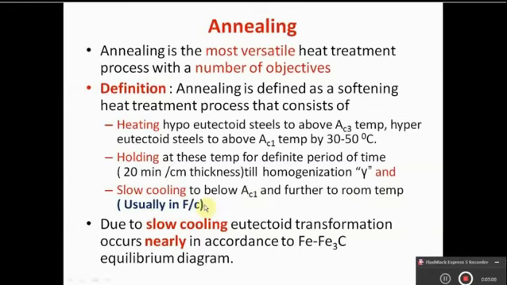Usually this process is carried out in a furnace. Normally furnace cooling is carried out, and that treatment is called the annealing treatment. Due to slow cooling, eutectoid transformation occurs nearly in accordance with the iron carbon phase diagram, and that can be well studied with the iron carbide phase diagram and also the TTT diagram.